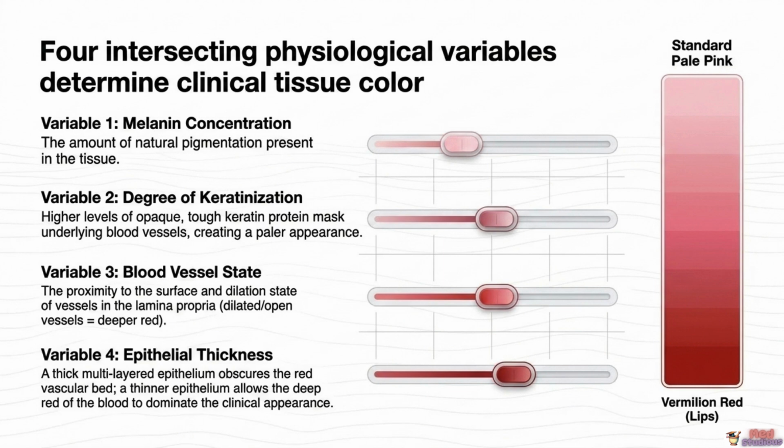Variable 2 is the degree of keratinization. Thicker, more opaque layers of keratin act as a physical screen that masks the underlying red vascular bed, making the tissue appear paler and more white-pink, as seen in the gingiva and hard palate. Variable 3 is blood vessel state, the proximity of lamina propria vessels to the surface and their degree of dilation. Dilated vessels bring more hemoglobin close to the surface, intensifying redness, which is why inflamed mucosa turns bright red, a sign of acute gingivitis or mucosal pathology.